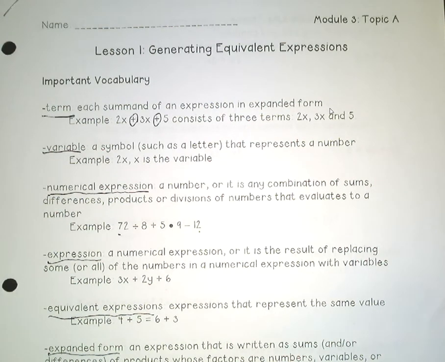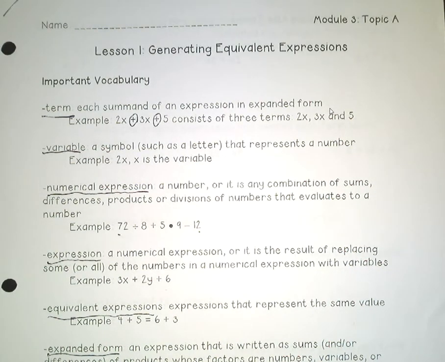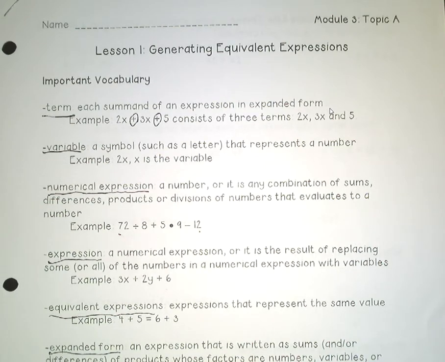Standard form, an expression where like terms have been combined. So for example, 2x plus 3x, this is an expanded form. And when I combine them, it's going to be 5x. 5x is going to be the standard form.